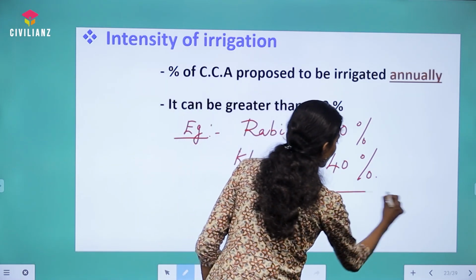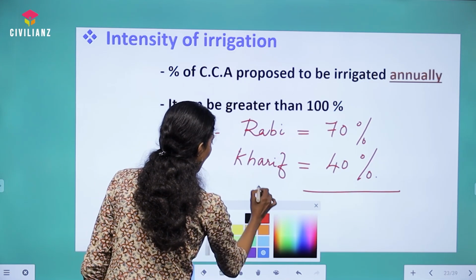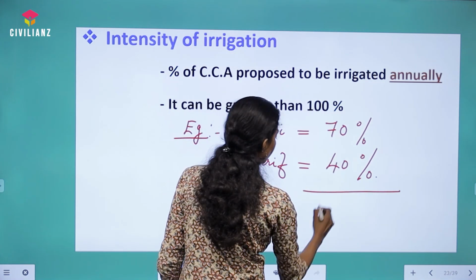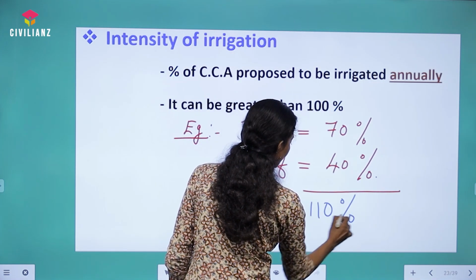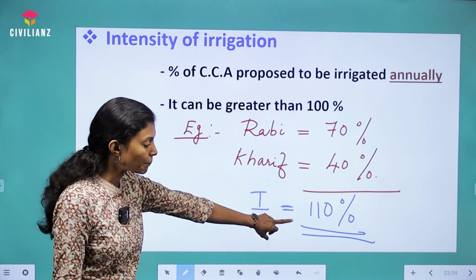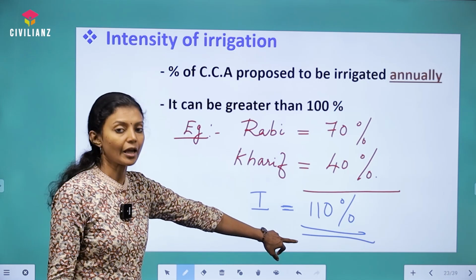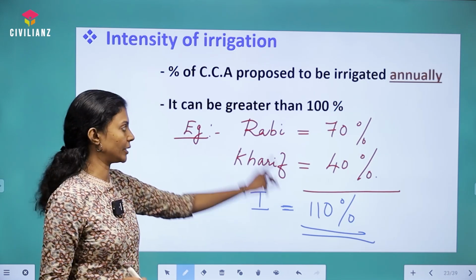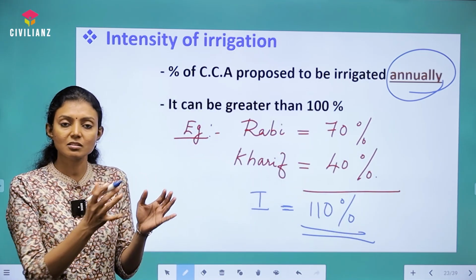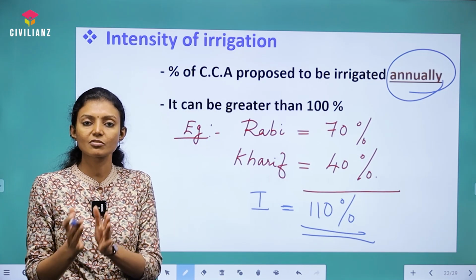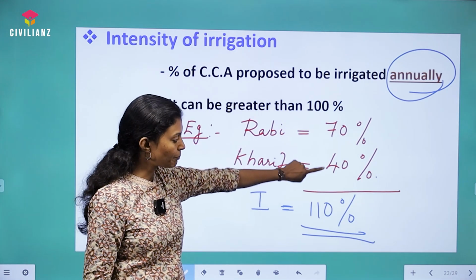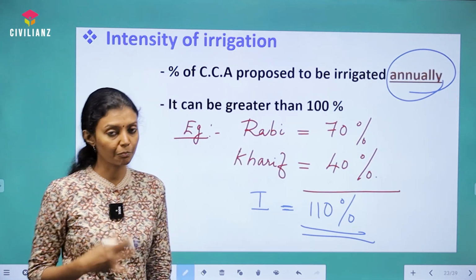So, what is the annual intensity? The annual intensity is equal to 70 plus 40, which is 110%. Now, I will explain what is intensity. It is the percentage of CCA irrigated annually. I have highlighted the word annually. That is the sum of all the portions which have been cultivated during 1 year. So, that is 70 plus 40 is equal to 110%.